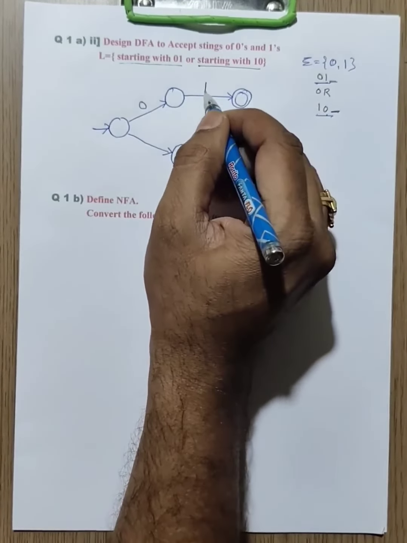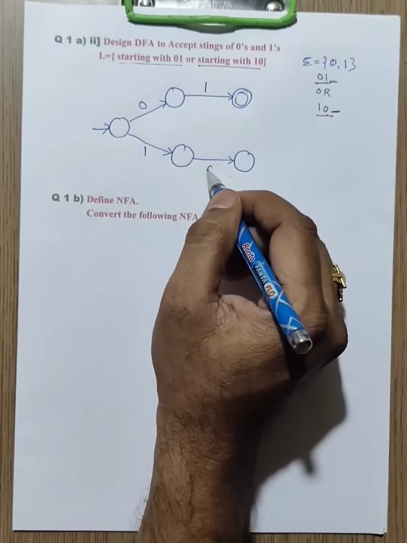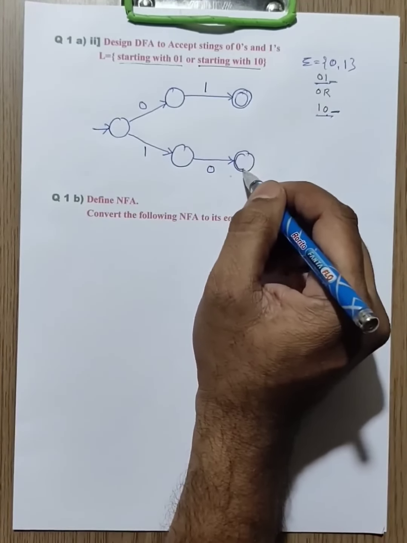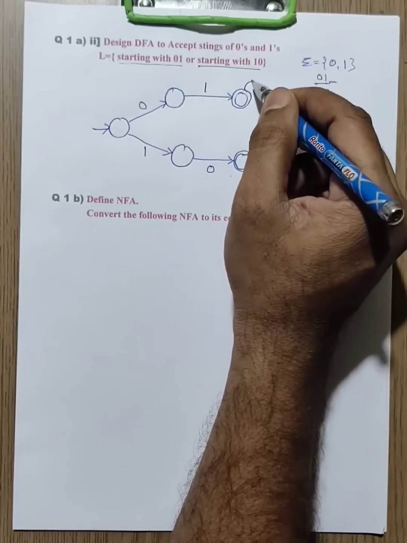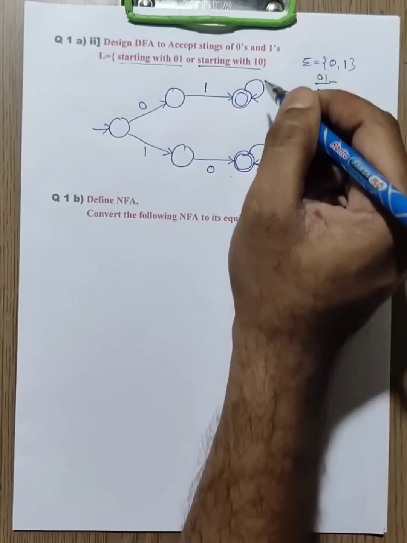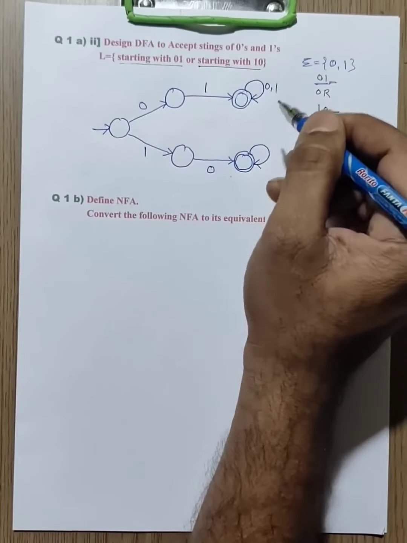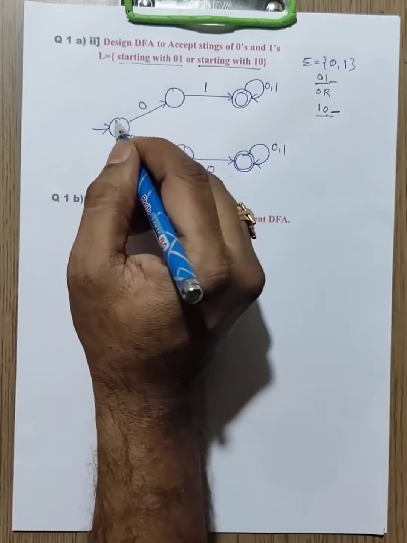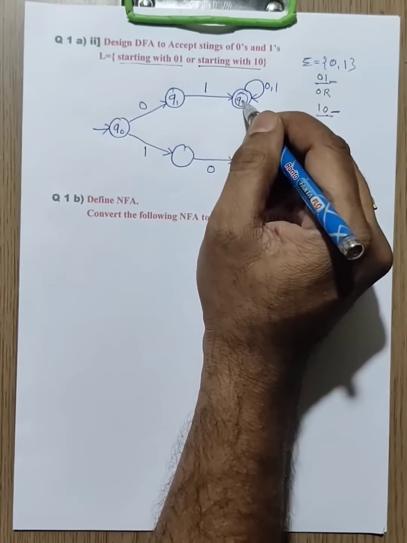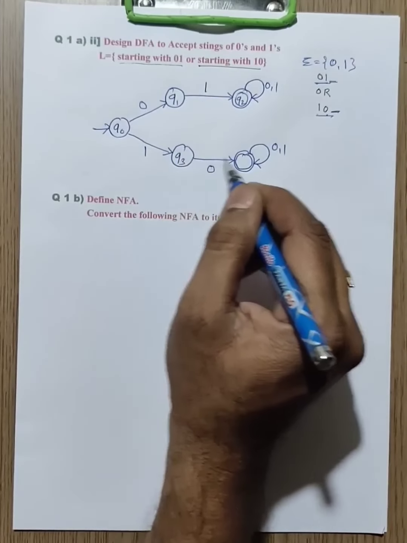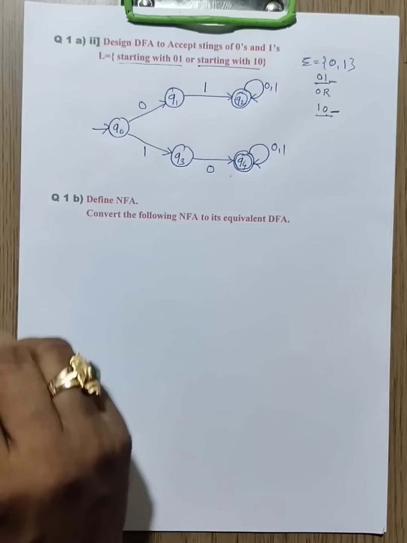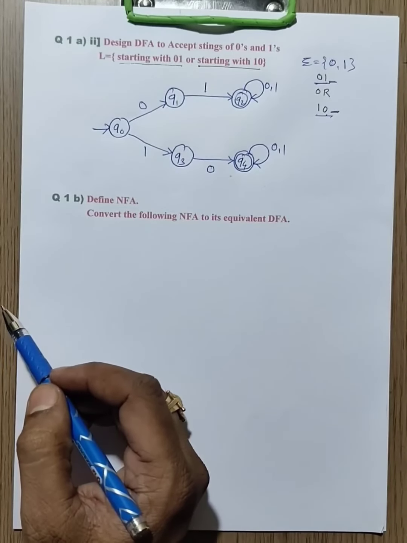0 1 or 1 0. This is also a final state. उसके बाद नेक्स्ट हम क्या ले सकते हैं? Any combination of 0 or 1. This is Q0, Q1, Q2, Q3 and Q4. This is the DFA to accept the string starting with 0 1 or 1 0.